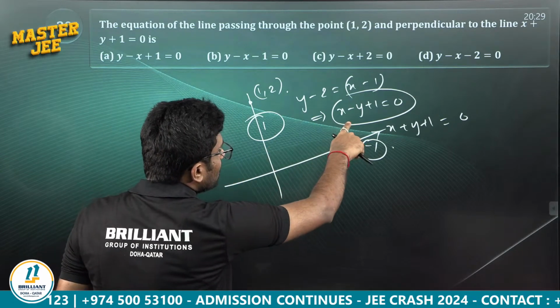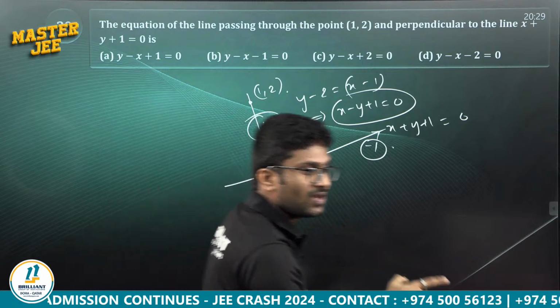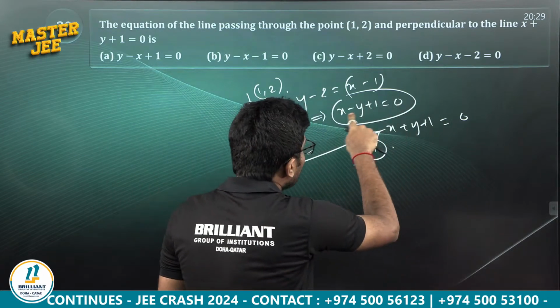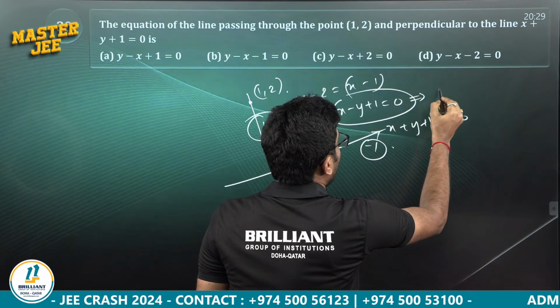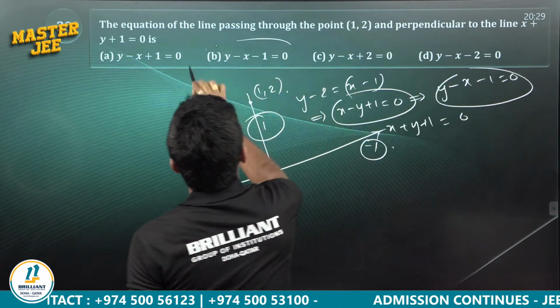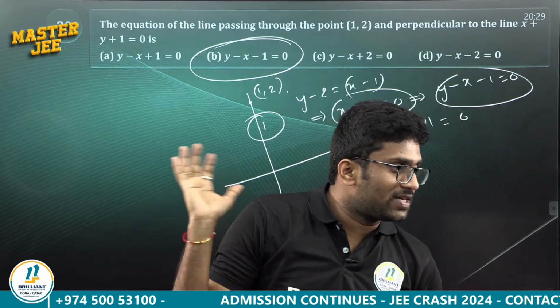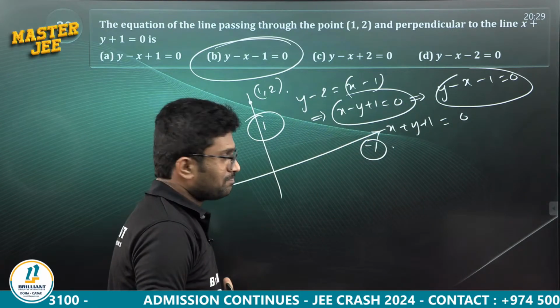But they have not given this answer in the options. For that, very good Ashmita, they multiplied both sides by minus. What do we get? y minus x minus 1 is equal to 0. Super friends, that's it. It's B.